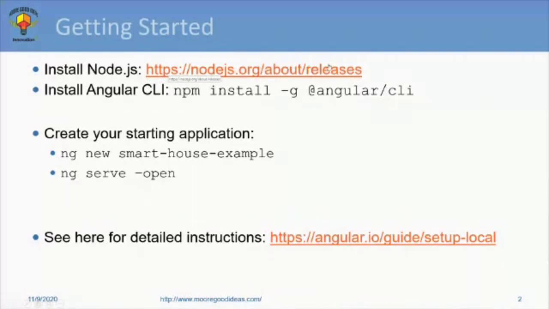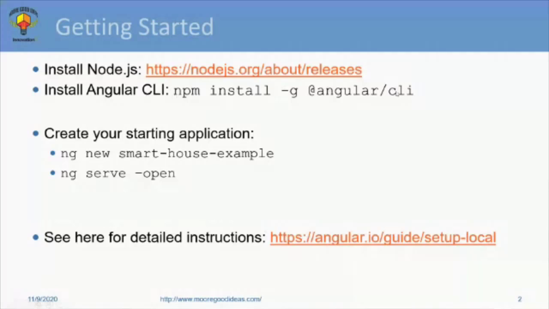is Node.js. And once you have Node.js installed, then you can use it. Node.js comes with NPM, which allows you to install packages. So you can use that to install the Angular CLI by just running this command in your command line. And then once you have those two things installed, you're ready to get started.